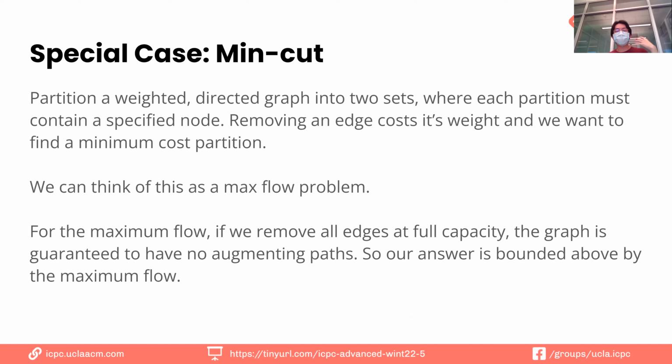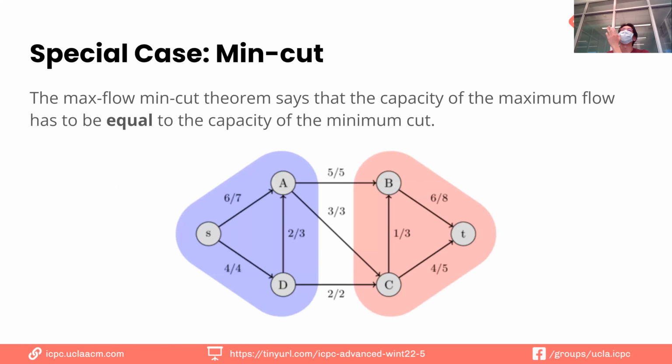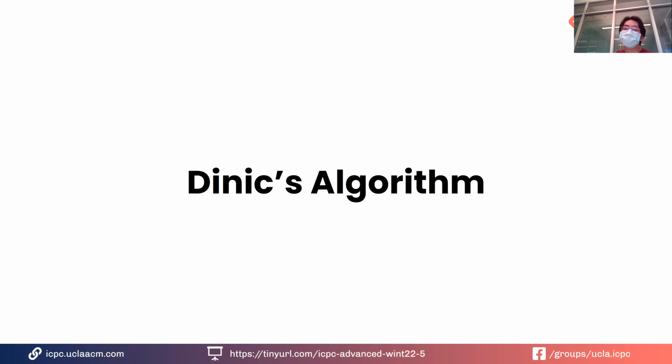In a general sense, if we have a maximum flow in this graph from one special node to the other, then if we remove all the edges at full capacity, we have a guarantee that there are no augmenting paths, which means that it's fully separated. So our answer is at least bounded above by this maximum flow, but the theorem says that it's actually equal to it, and there's no other way to do it cheaper. This is useful for questions that ask you to separate stuff or find some minimum of some quantity. You can sometimes convert it into a min cut type question. That's basically all I have to say about that.